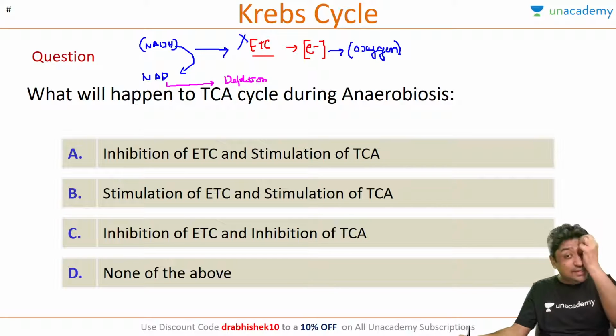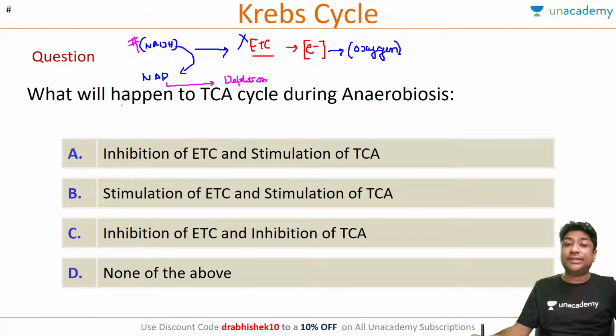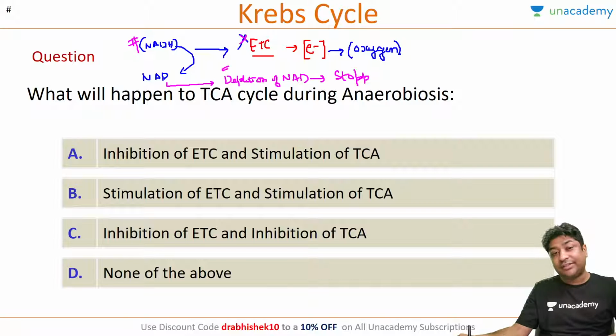because remember, each cycle of Krebs cycle requires 3 molecules of NAD and 1 molecule of FAD, and all of them cannot be offloaded if your electron transport chain is not working. So depletion of NAD will lead to even stoppage of glycolysis, because we have a deficiency. So ultimately it will get stopped. Stoppage of TCA, because in the mitochondria there will not be any NAD left.